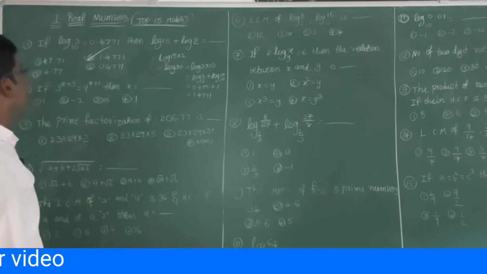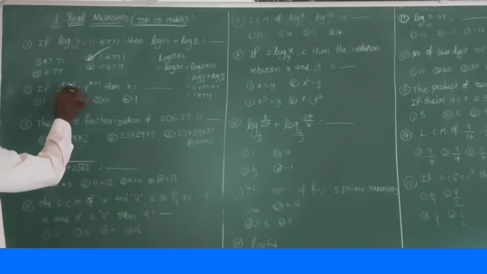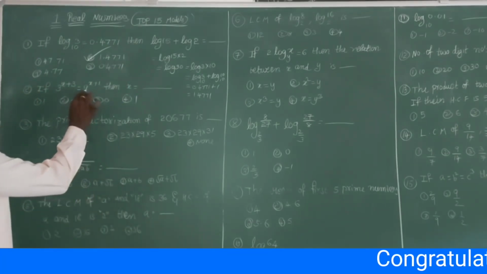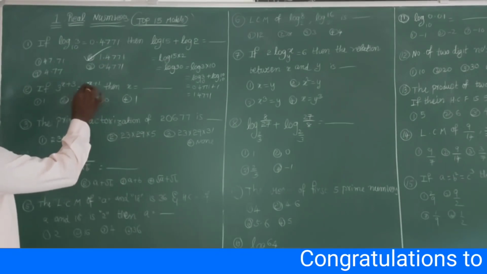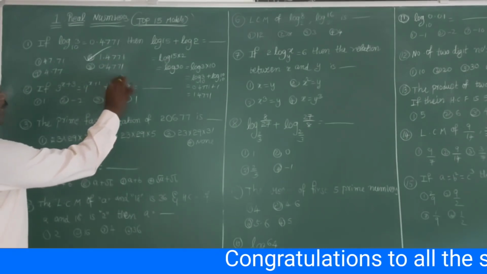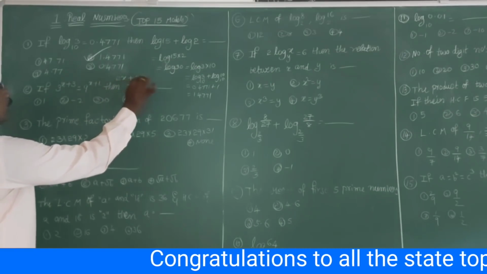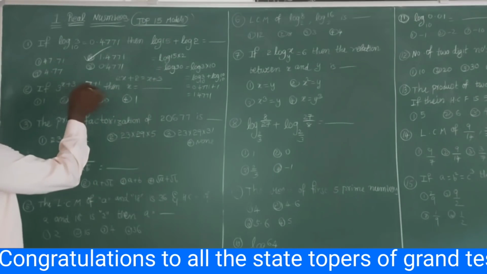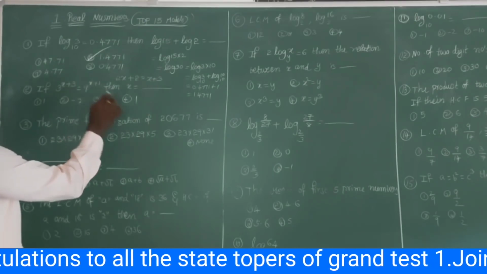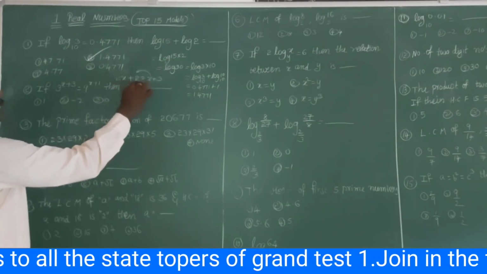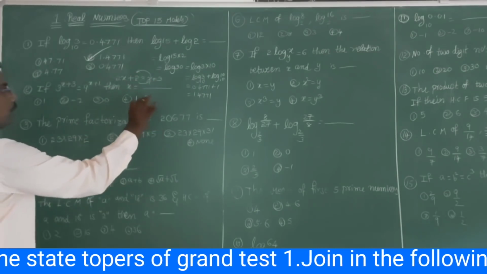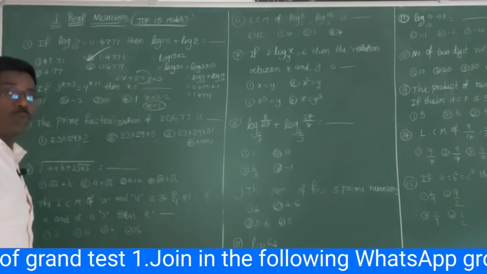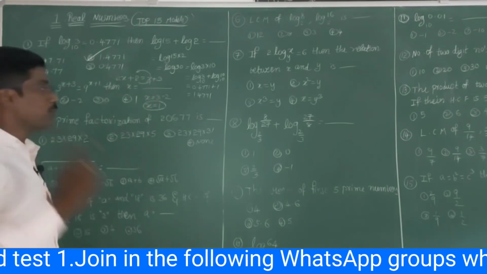Now, if 3 power x plus 3 is equal to 9 power x plus 1, then find the x value. See here, 9 can be written as 3 square. So 3 square power x plus 1 means 2x plus 2, that is equal to x plus 3. If bases are equal, then powers are equal. Now bring x to this side and 2 to that side, so x is equal to 3 minus 2, that is, x is equal to 1. So x is equal to 1 is the answer, and the option is 4.